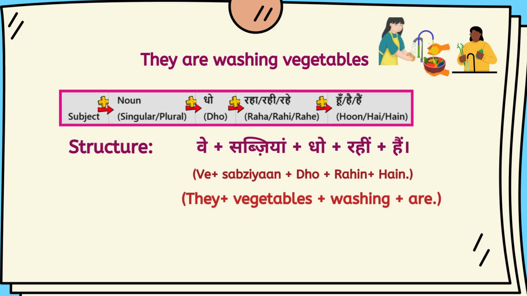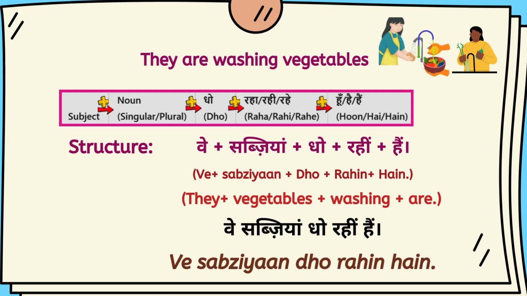So वे stands for they. Sabziyan is vegetables. Dho is again the root verb wash. Rahi hain indicates present continuous tense for a group of only females.